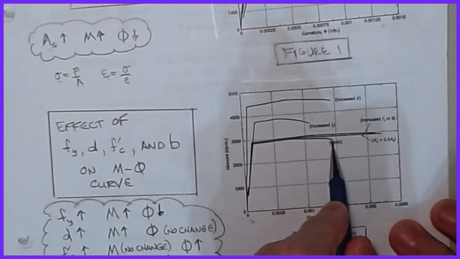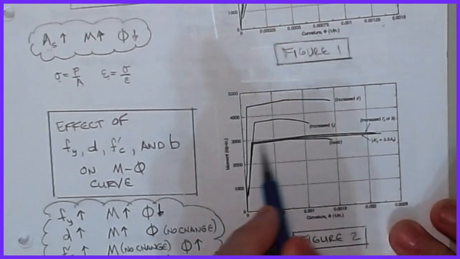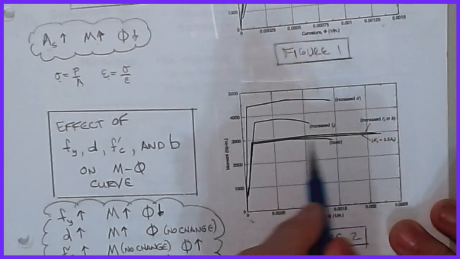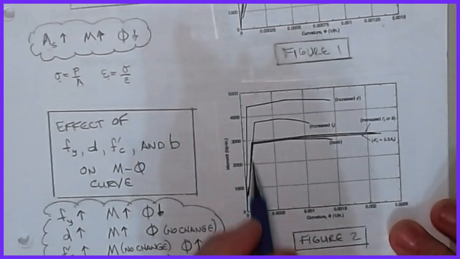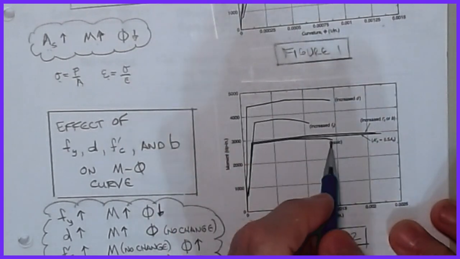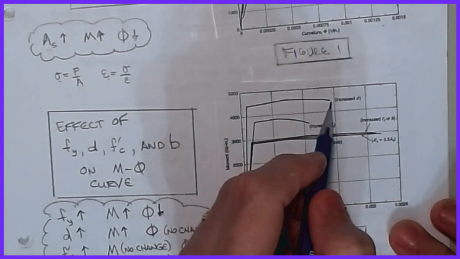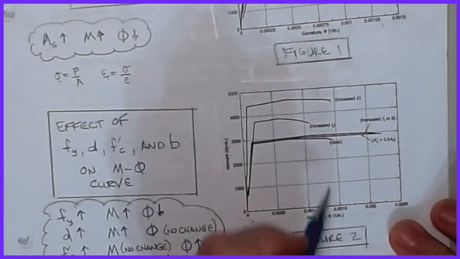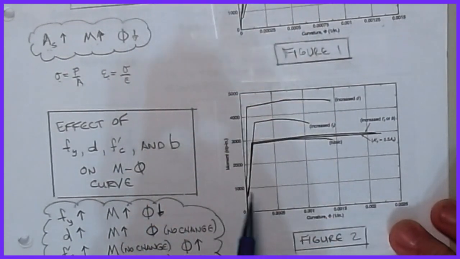This is that same curve that we showed on the first one. If I increase d on this, all we really do is increase the moment capacity, but we don't gain anything in terms of the curvature, because we still end here and we still end here, and that's basically the same point that's happening on that.